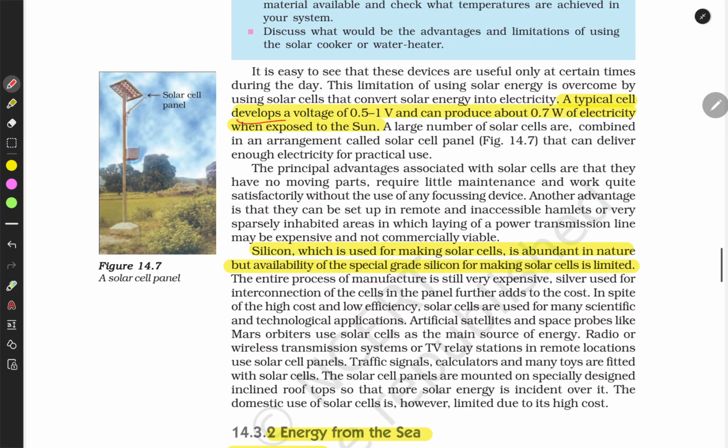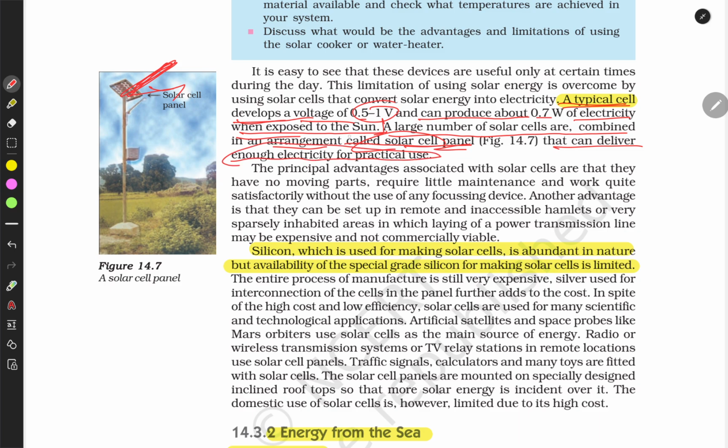A typical cell develops a voltage of... this talks about solar cells, which convert solar energy into electric energy. A typical cell, when exposed to the sun, develops a voltage of 0.5 to 1 volt and can produce 0.7 watt of electricity. A large number of solar cells are combined in an arrangement. These are called solar cell panels, and they can deliver enough electricity for practical use.